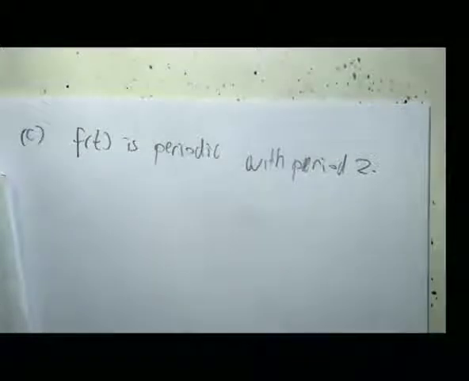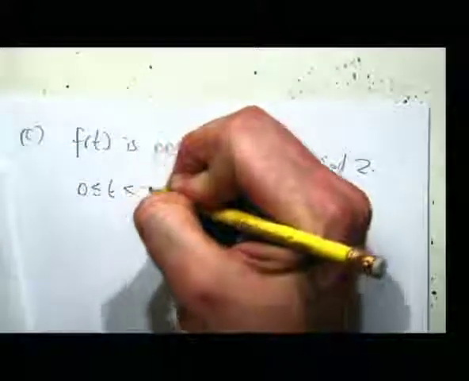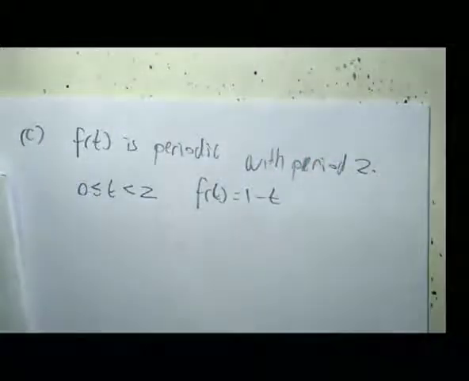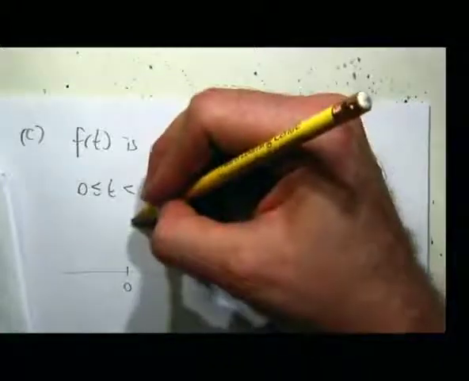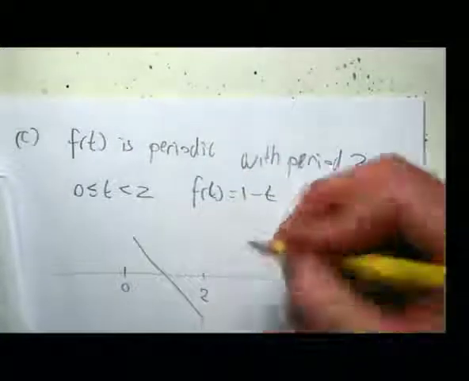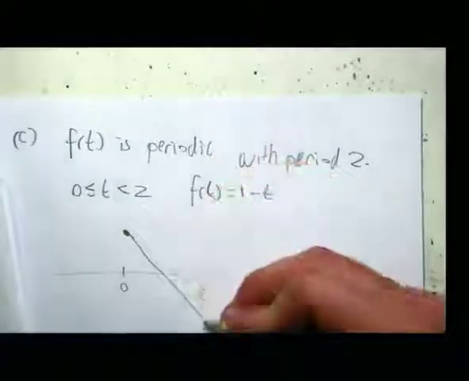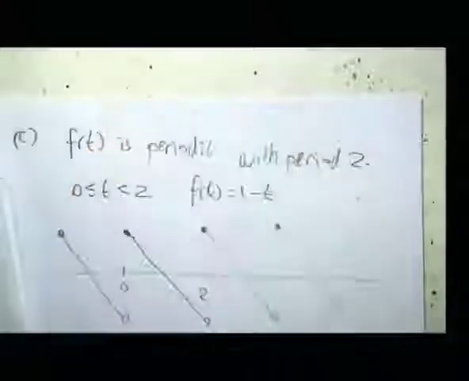f of t is periodic with period 2. And when 0 is less than or equal to t is less than 2, f of t is 1 minus t. So presumably it's 1 minus t, the same shape, but not necessarily the same formula as we go along. So I just want to have a picture in my head of what this is. It looks like that. That's what 1 minus t looks like. Yes, someone's saying the word sawtooth, that's about right.